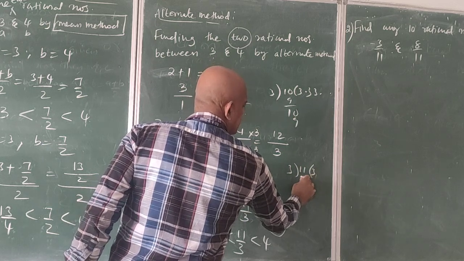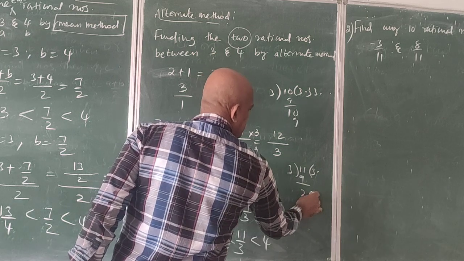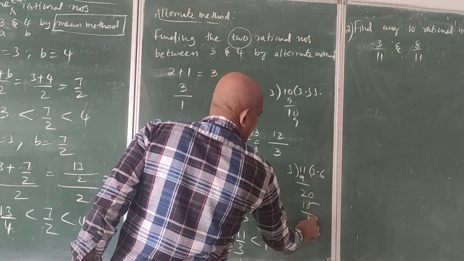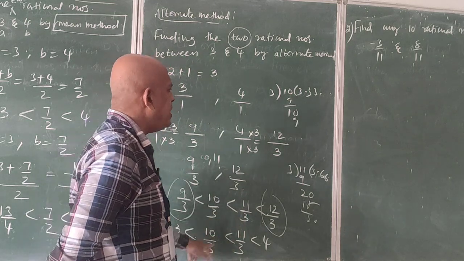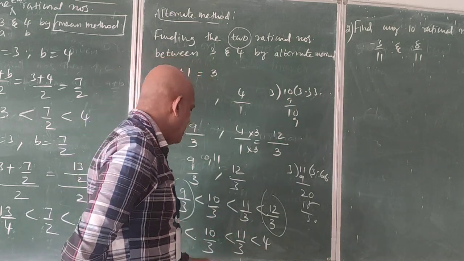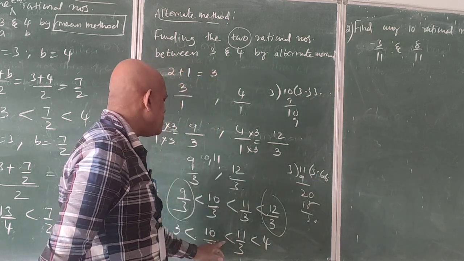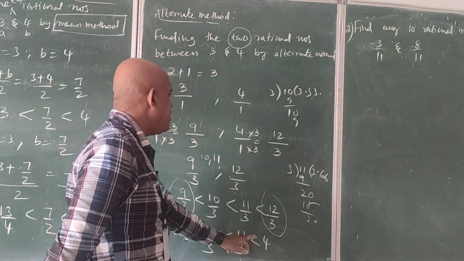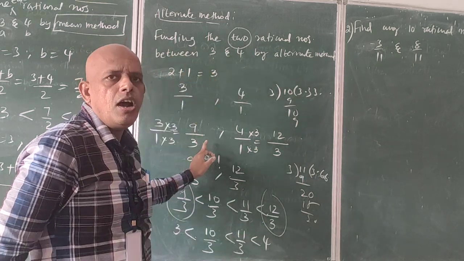3 threes are 9. 11 minus 9 is 2. Then 0, 3 sixes are 18. Again 2, 3 sixes are 18. So we get 10 by 3 is nothing but 3.333 and so on, and 11 by 3 is nothing but 3.66 and so on. Therefore, these are the two rational numbers that exist between 3 and 4. This is the alternate method. The first one is the mean method, and this is the alternate method.